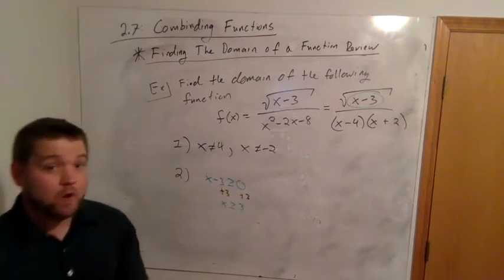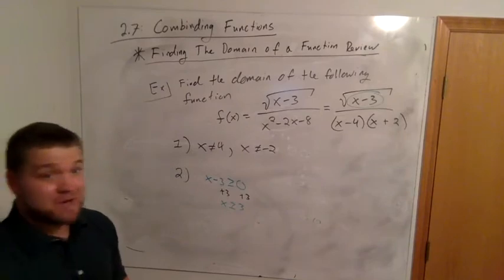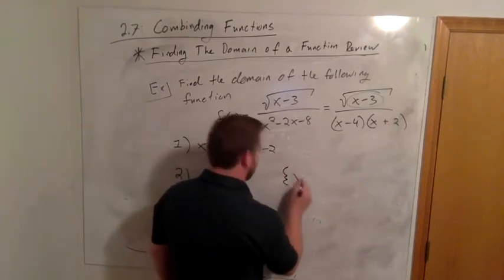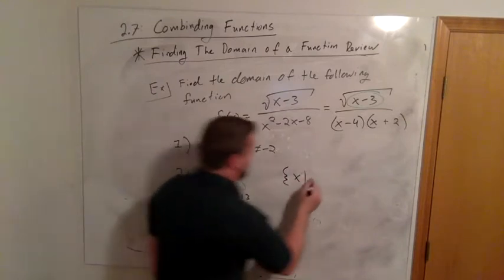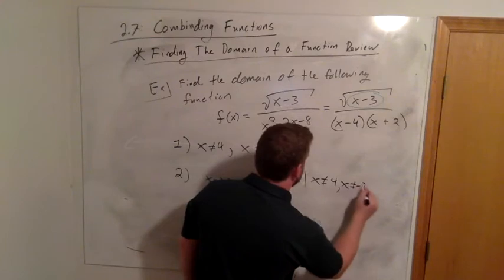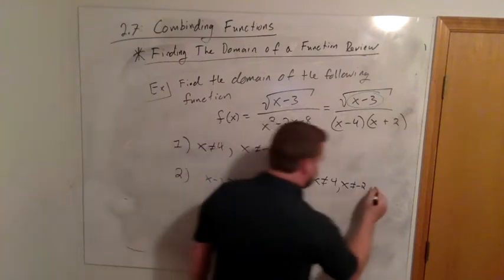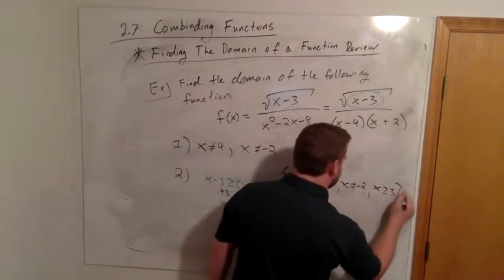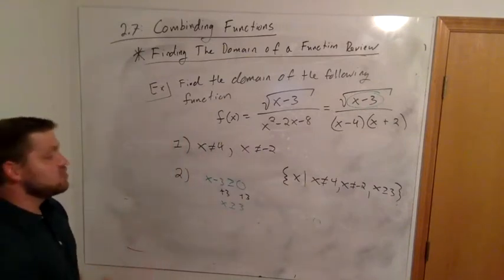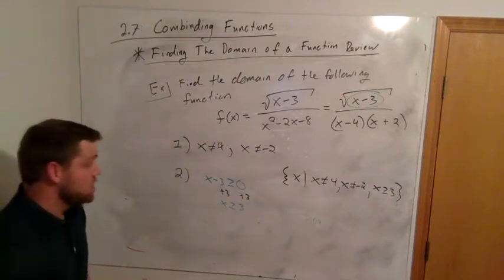Now what I don't want you to do is just write these down and not think about it. Because if you were just to say, in set builder notation, oh, it's just all x such that x can't be 4, x can't be negative 2, x also has to be greater than or equal to 3. Okay, I hate this. You're not being kind to the reader.